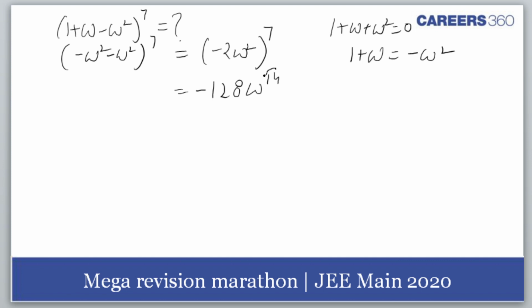How do we solve omega raised to power 14? We divide the power 14 by 3. So 3 4s are 12, and omega square is left. Whatever is the remainder, we write it here. So minus 128 omega square is the answer. Is it okay, students? Are we going fine?